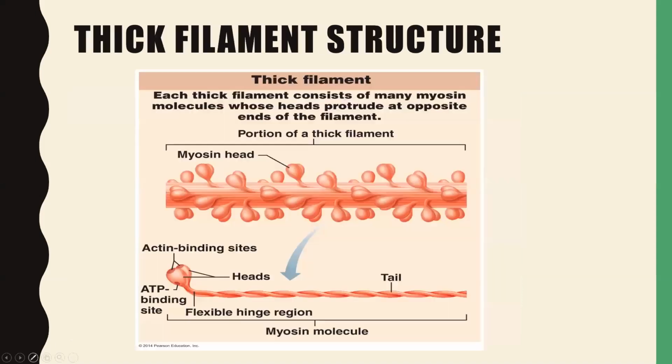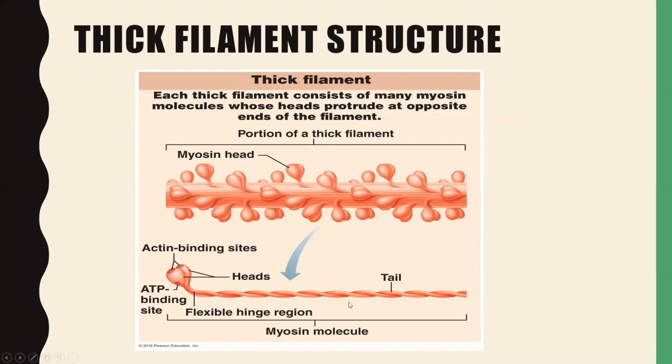All right, now what are the components of a thick filament? Well, they are made out of a protein called myosin, and myosin is the only protein that we find within the thick filament, but we find hundreds and hundreds and hundreds of them.